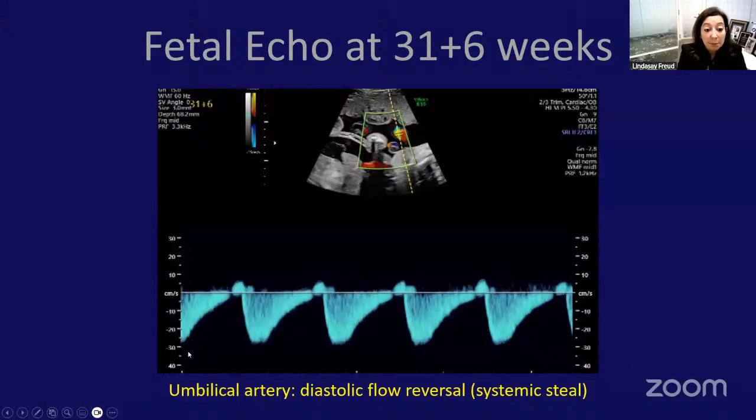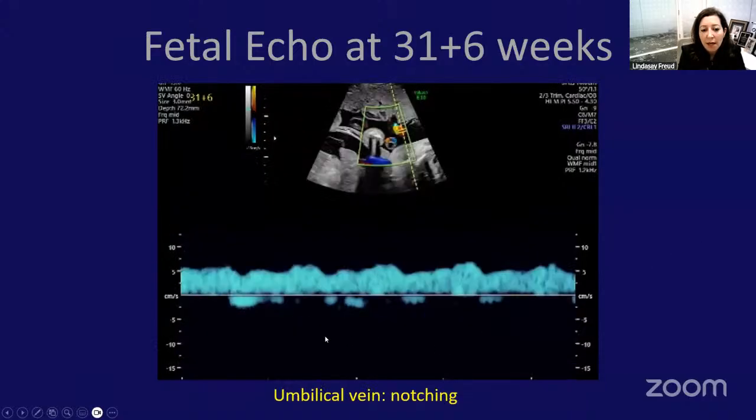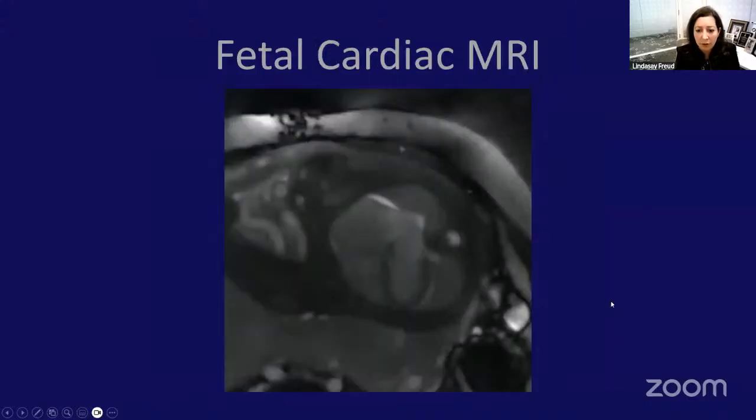When you look at the umbilical artery, you see that there's absent and actually reversed end diastolic flow, again, consistent with systemic steal. A similar finding of decreased end diastolic flow in the middle cerebral artery, and then a very concerning pattern here of umbilical vein notching, which is often considered a really pre-terminal finding in the fetus.